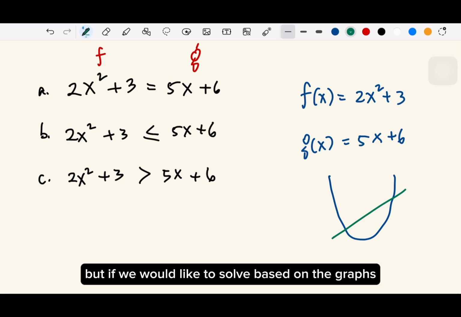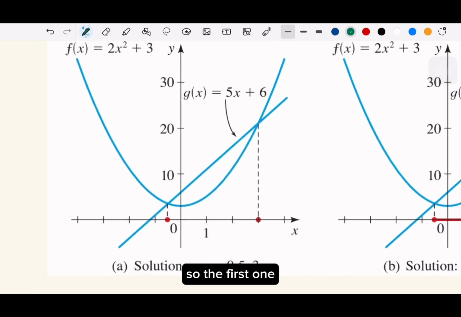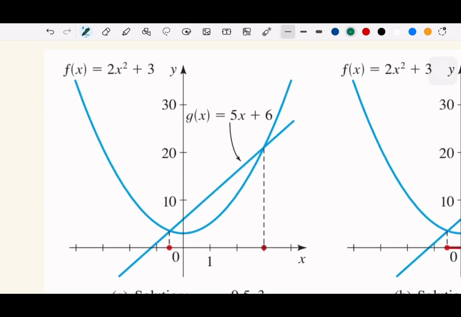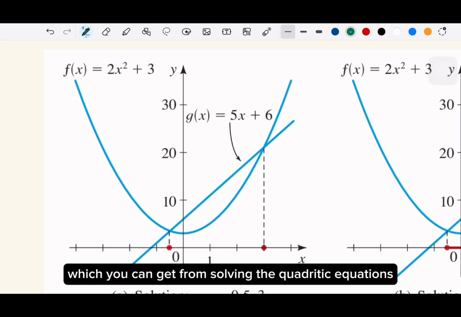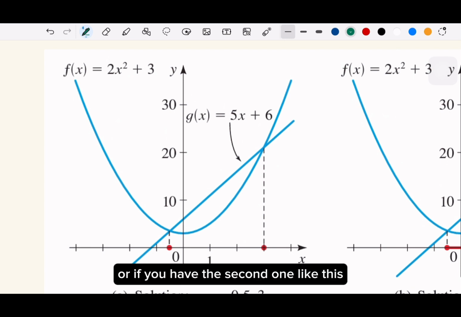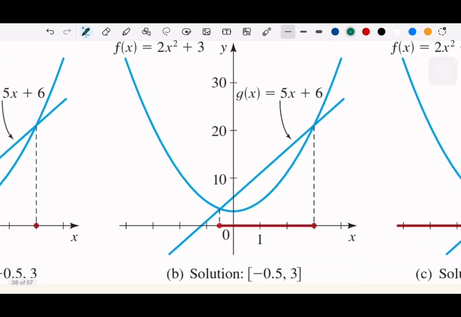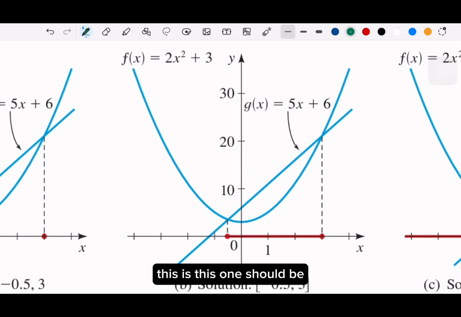But if we would like to solve based on the graphs, we can think like this, okay? The first one is when we have f equal g, which means that the solution is exactly on these two points, which you can get from solving the quadratic equation. Or if you have the second one like this, this one should be f of x less than or equal to g of x.